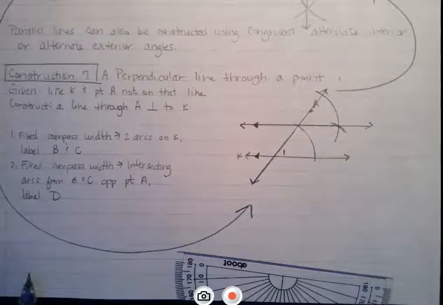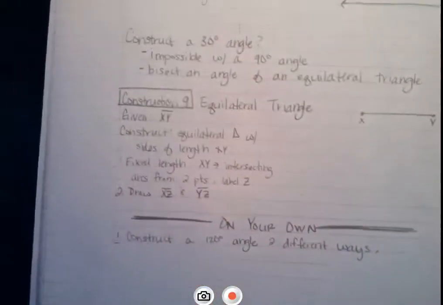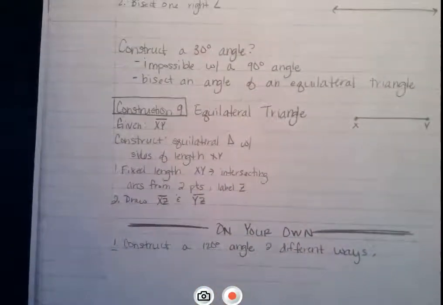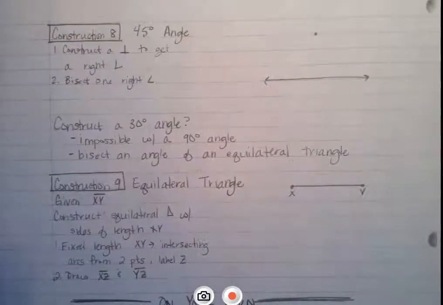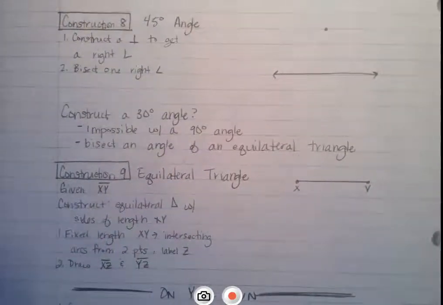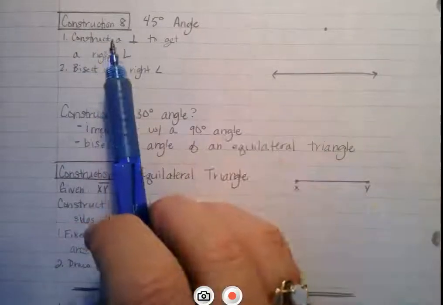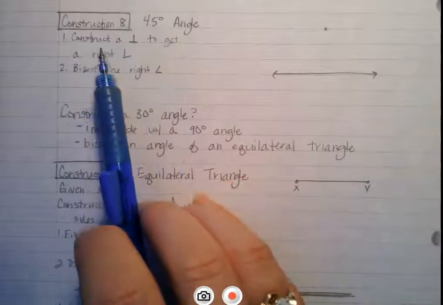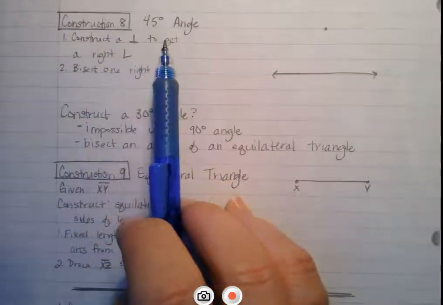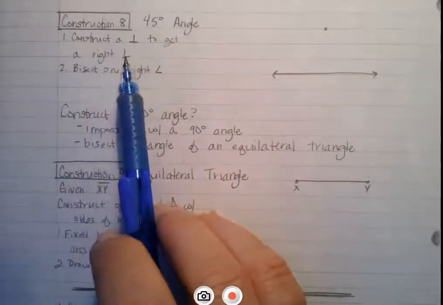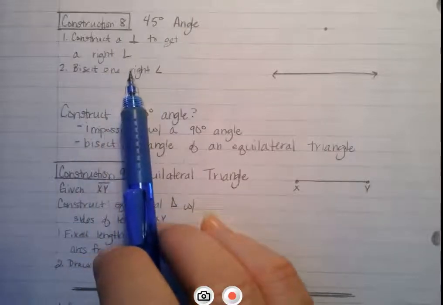Never, huh? That bad. Okay, we already did our perpendicular one since I got us out of order. Construction days can be kind of fun, you know, it's not terrible. All right, construction 8 is a 45-degree angle. Okay, so we're still given a line and a point outside of the line. In order to construct a 45-degree angle, we're going to construct a perpendicular to get a right angle, and then we're going to bisect it.